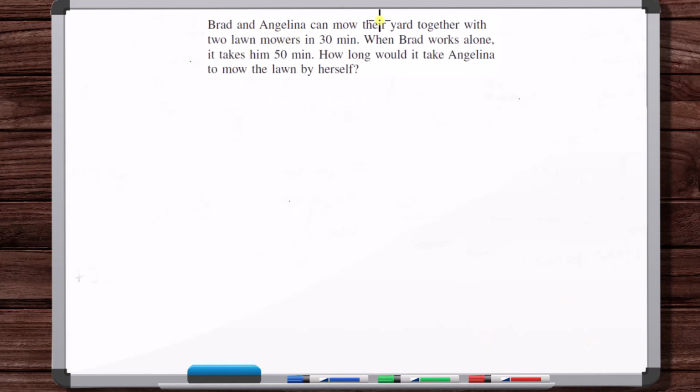Brad and Angelina can mow their yard together with 2 lawnmowers in 30 minutes. When Brad works alone, it takes him 50 minutes. How long would it take Angelina to mow the lawn by herself? So I'm assuming we're talking about Brad Pitt and Angelina Jolie.